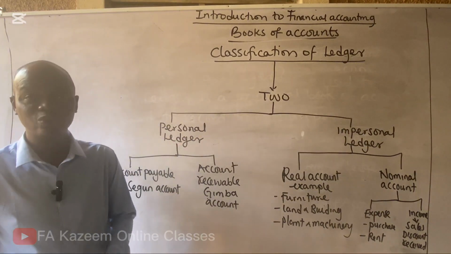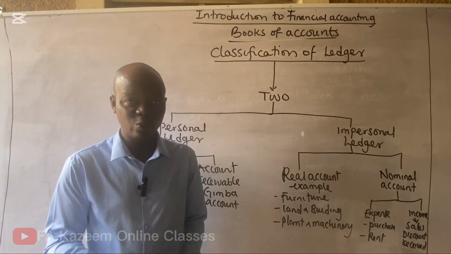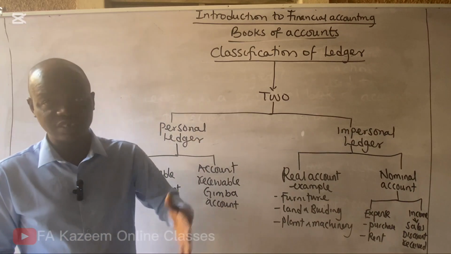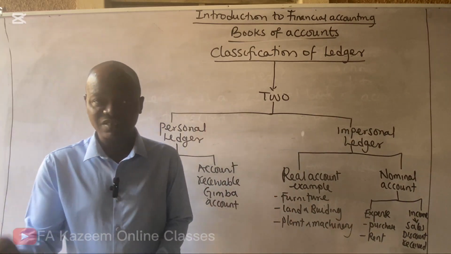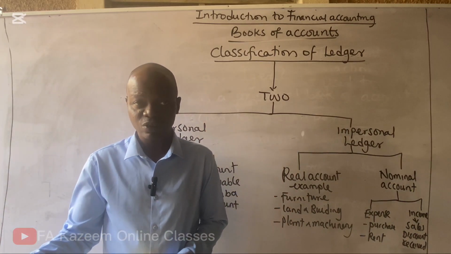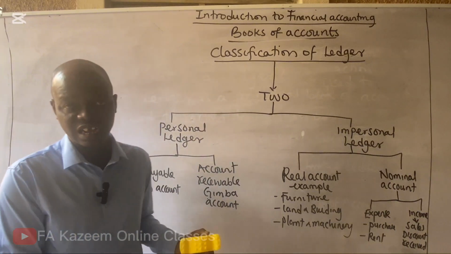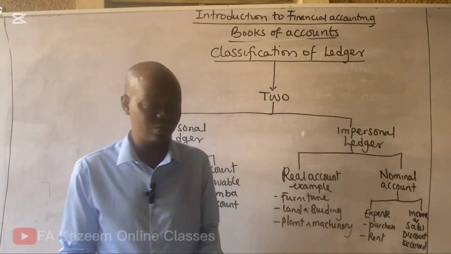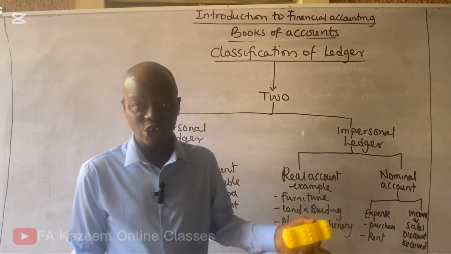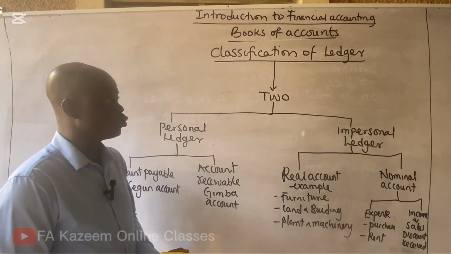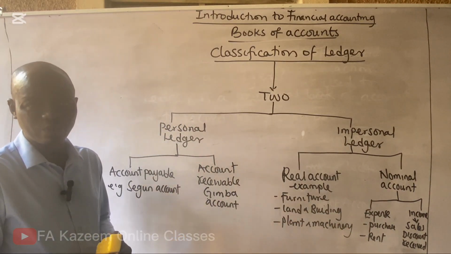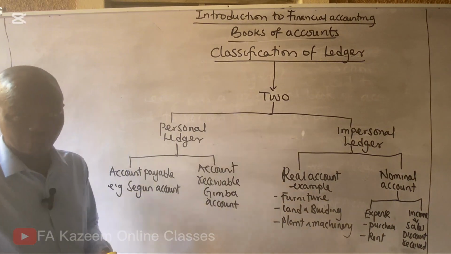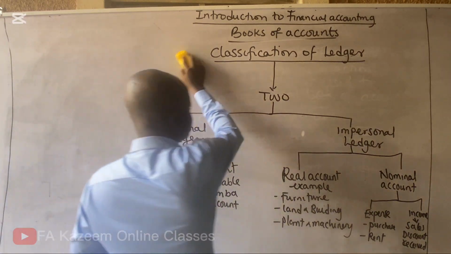I would say we have two classifications of ledger. We have the personal ledger and we have the impersonal ledger. Personal ledger is classified into two, such as account payable and account receivable, while impersonal ledger is also classified into two, as real account and nominal account. From this, we'll be heading to the second book of account, which is very important to this lecture, and that is the subsidiary book.